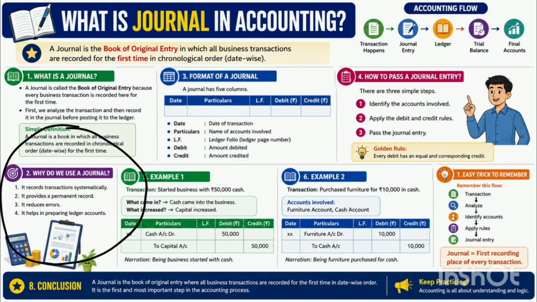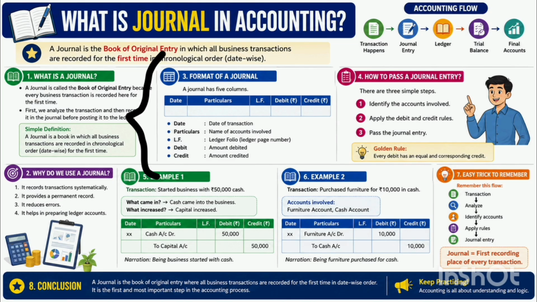Here I have also written the format of a journal. A journal has five columns: date, particulars, ledger folio, debit and credit. This format we have to follow while recording the transactions. Here I have also written some examples, two examples, first one and second one.